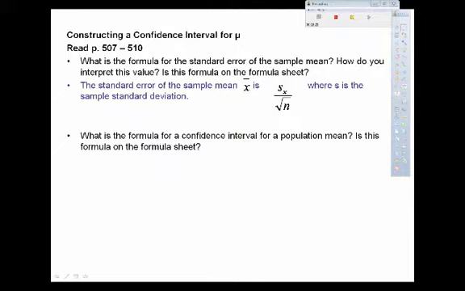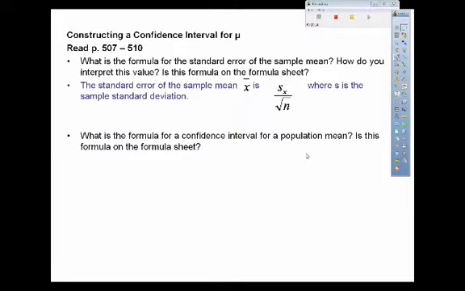You're expected to know that it's okay to use s sub x in the formula when the value of sigma is unknown, when the standard deviation of the population is unknown. Okay? Let's move on.